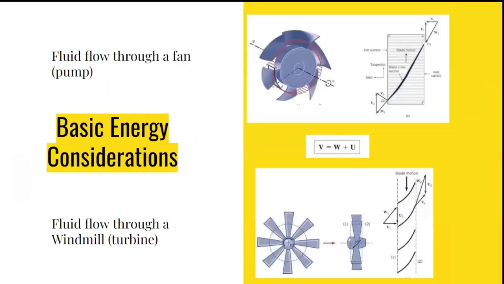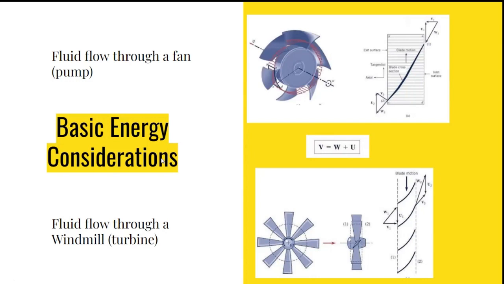To calculate the work done to or by the system, we have to consider the fluid velocity given by the relative velocity and the blade velocity. With this information, we can construct the velocity diagram and determine the flow of the fluid and the work on a pump and on a turbine.